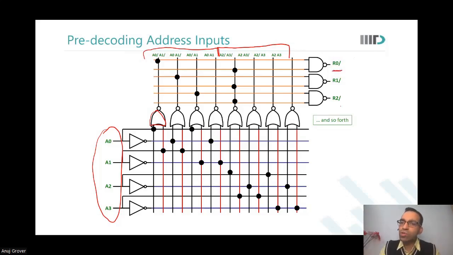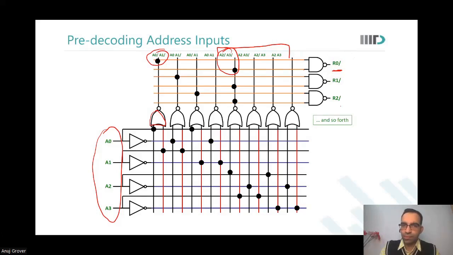So to select row 0, what did you need? You needed A0 to be 0, A1 to be 0, A2 to be 0, and A3 to be 0. If I connect this as one of the inputs, I am ensuring that A0 and A1 are both 0. And for the other input of this NAND gate, I have connected this line, so I have ensured A2 and A3 are also 0. So I've used only 2 input gates at both places, and I have a 4-bit address decoding available with me.